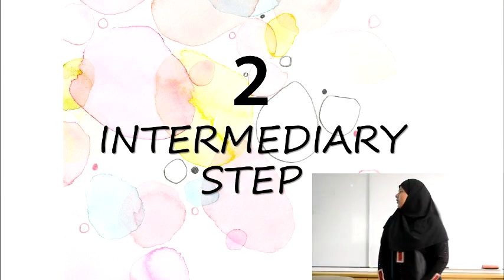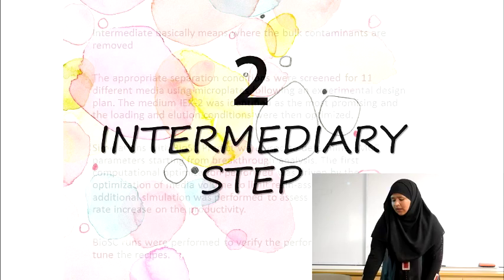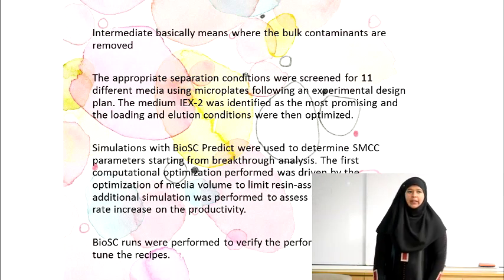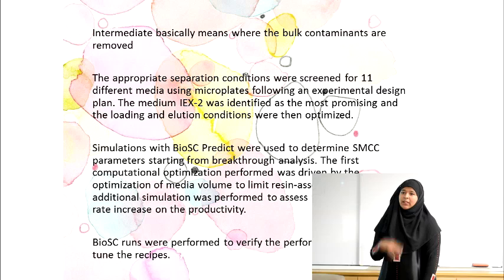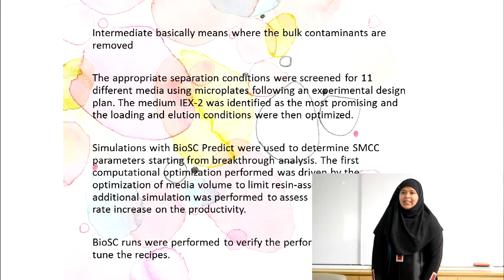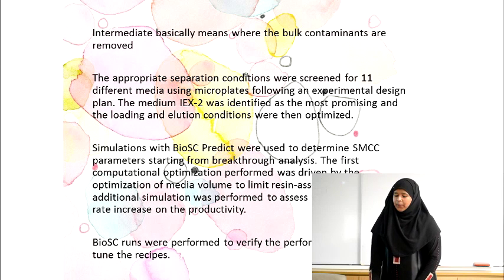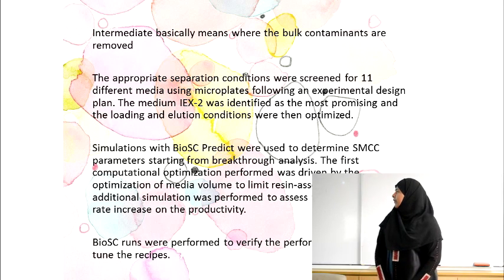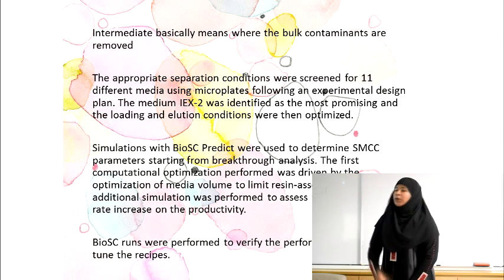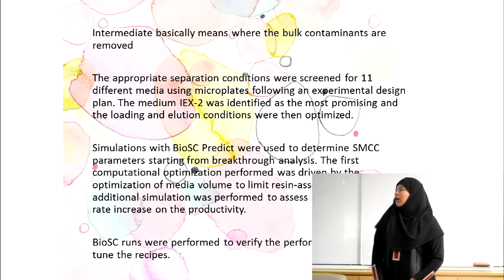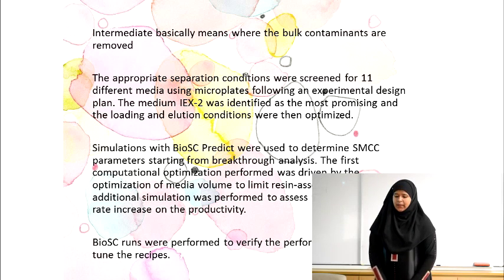Alright, so we will continue with the intermediate step. So basically, as explained by my friend earlier, it removes all the bulk impurities, and the focus is to separate the bulk from the target proteins, such as other proteins, viruses, nucleic acids, and others. Based on this topic, the separation conditions were screened for 11 different media using microplates following the experimental design plan. The medium IEX2 was identified as the most promising, and the loading and elution conditions were optimized.